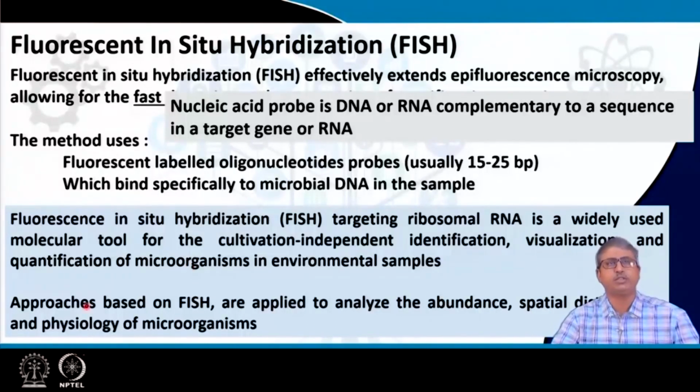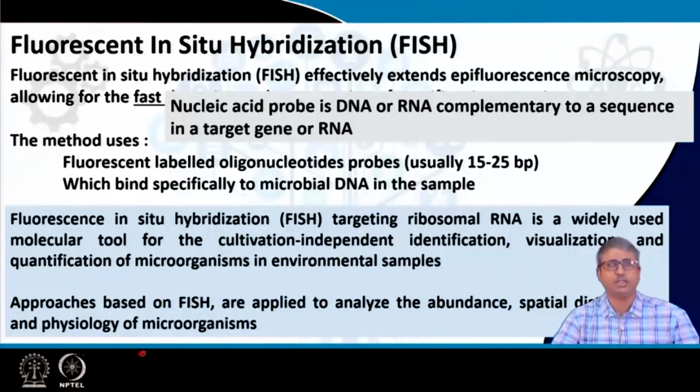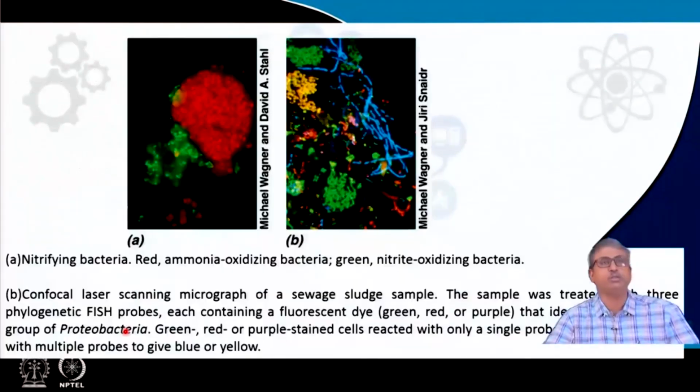Now, approaches based on FISH are also applied to analyze the abundance, the spatial distribution, how the organisms are distributed within the sample, and the physiology of the organisms. Physiology can be connected further to other genes, because beyond a 16S marker gene, if we use a functional gene as a probe, we will be able to find out the physiological function as well as the taxonomic affiliation of the organism.